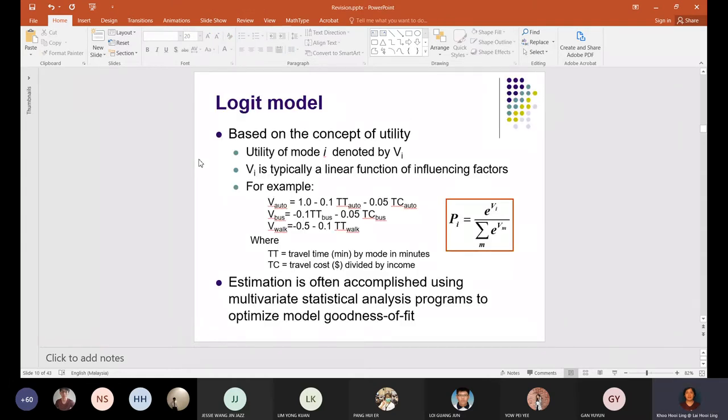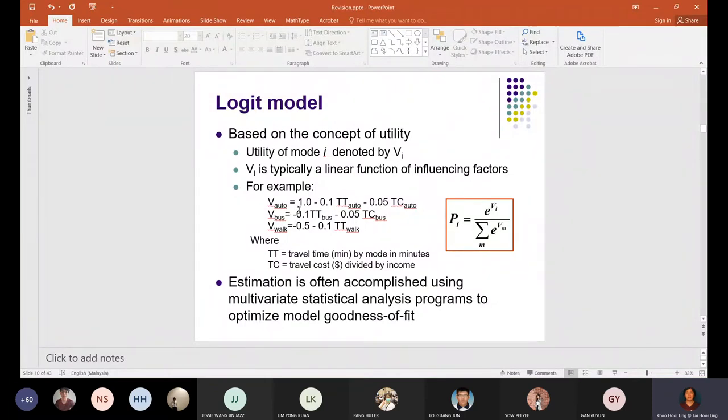Another thing that I wanted to say: now you see here the utility, 1 minus 0.1 TT auto minus 0.05 TC. Then we would be able to get some percentage, right? How many is going for car, how many is going for bus, how many is using walking? So you can get this. The travel time value that is given will affect your choice.